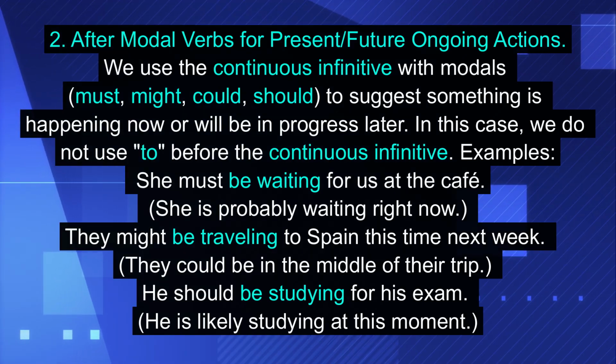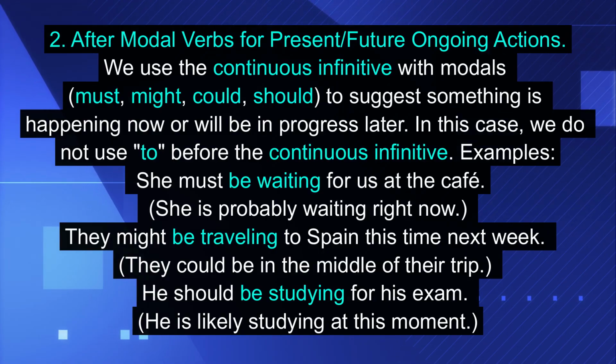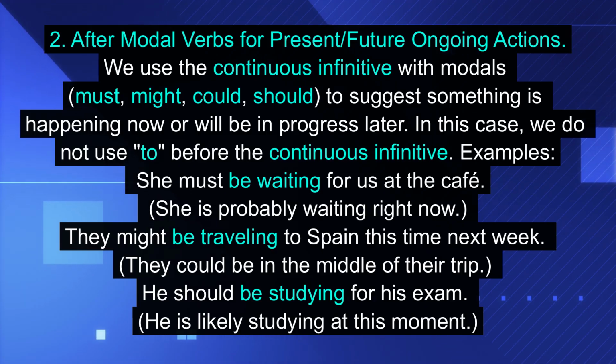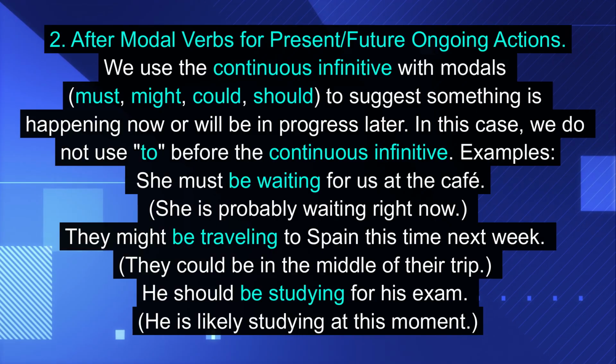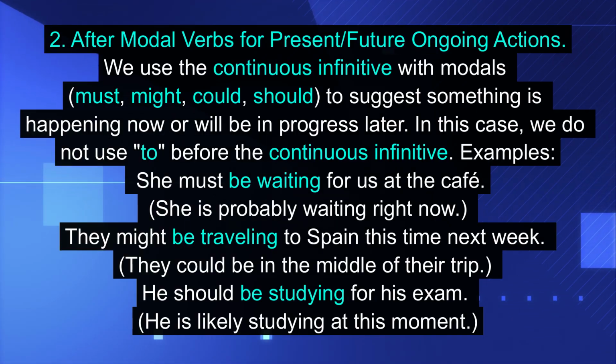Examples: She must be waiting for us at the cafe. She is probably waiting right now. They might be traveling to Spain this time next week. They could be in the middle of their trip. He should be studying for his exam. He is likely studying at this moment.